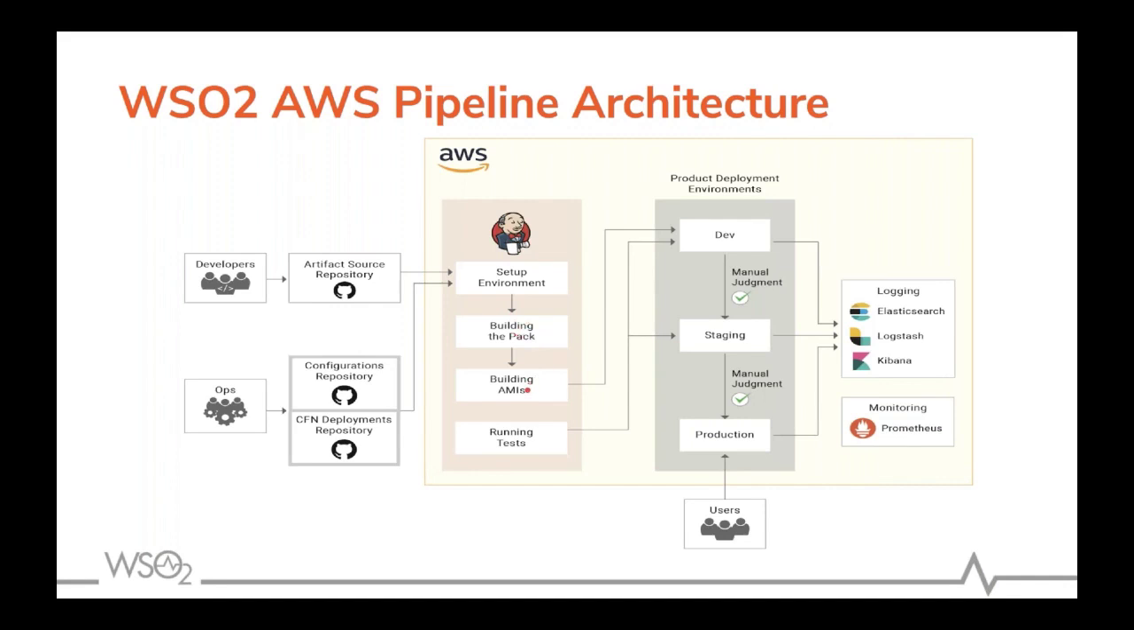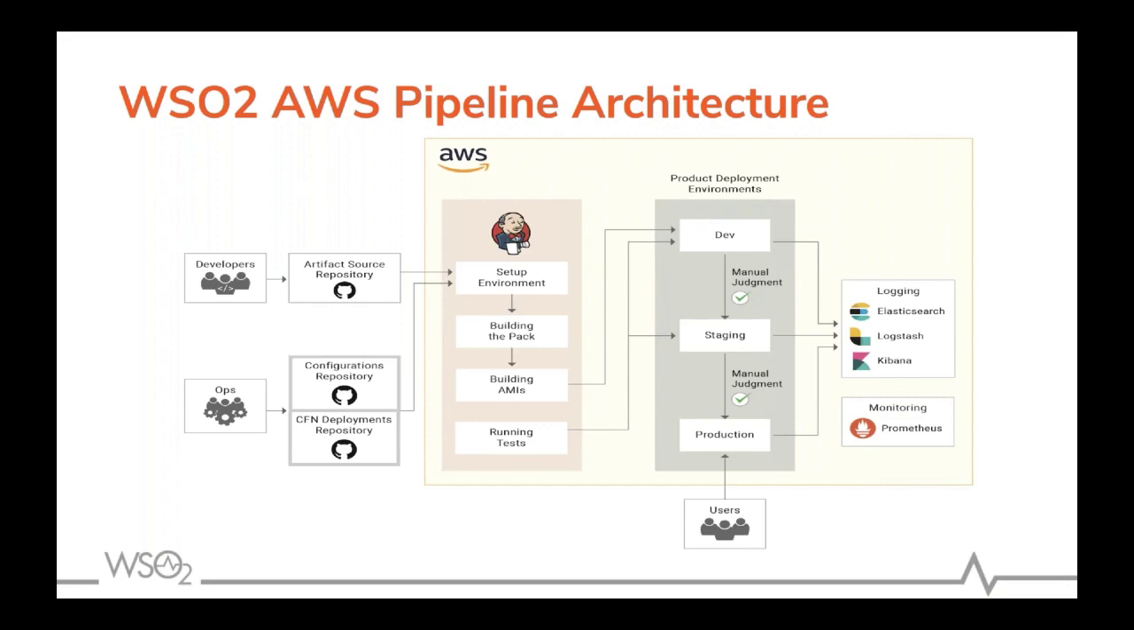In the third stage of the pipeline, the configured product pack archive is baked into a machine image. The created Amazon machine image will be used to deploy the product in each of the dev, staging, and production environments. Once the Amazon machine image is created, deployment into the development environment will begin.